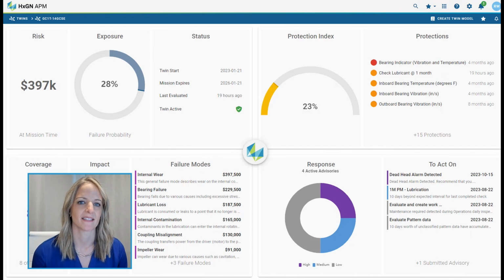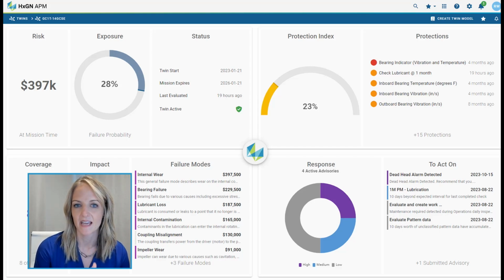Additionally, for every asset strategy that's active and deployed, we have what's called a twin profile page, and it just gives a really nice snapshot of those 4 steps in the work process: assess, protect, monitor, and act for each asset. So upper left quadrant, you have your risk assessment. So you know your risk exposure today and at the end of the mission time for that given asset.